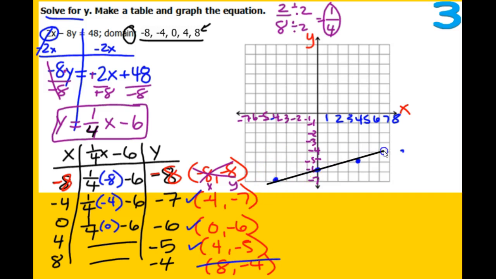So connect the dots there. That's what our line would look like for that equation. We did 3 steps. We solved for y, that gets you some points. You made a table, that gets you some points. And then we graphed the equation. That gets you some points as well.